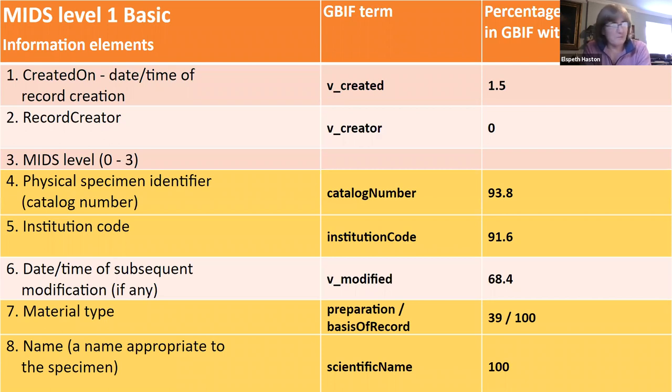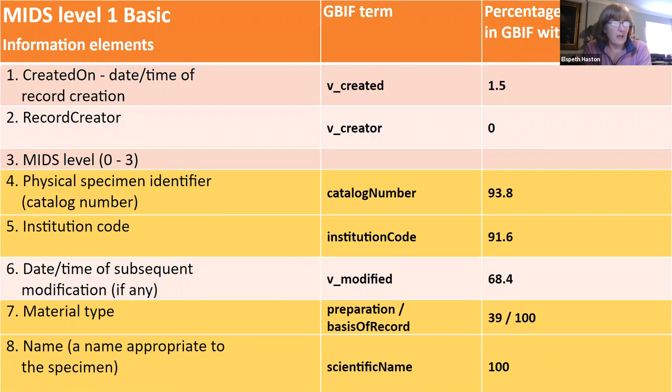Now the material type, there are two options here. One is the basis of record, so that's basically a preserved specimen. That's 100%, because GBIF, I think I'd be right in saying, assigns that. The preparation is submitted by the institute during the upload process, and that's 39%, so it's a lower figure. And that's something I think we need to be looking at to see what we're actually looking for for this element.